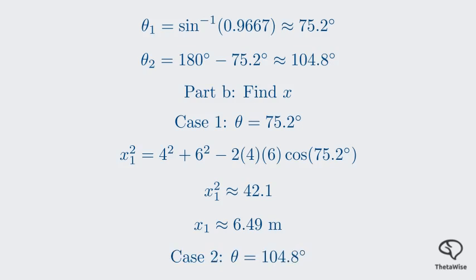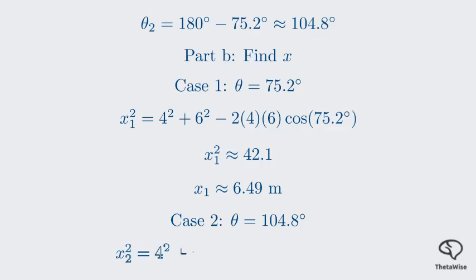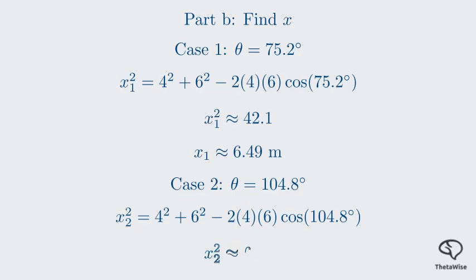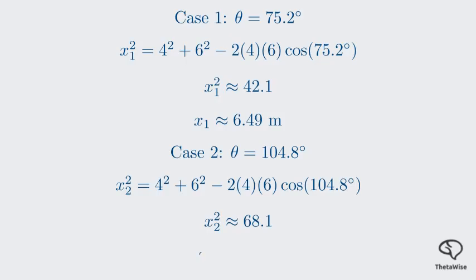Case 2. Angle θ is 104.8 degrees. x² equals 4² plus 6² minus 2 × 4 × 6 × cos 104.8 degrees. This gives x² ≈ 68.1. So the third side x2 is about 8.25 meters. Notice how the two possible angles from the area formula lead to two possible lengths for the third side. A complete answer provides both.